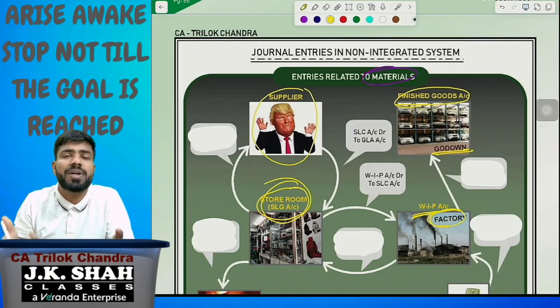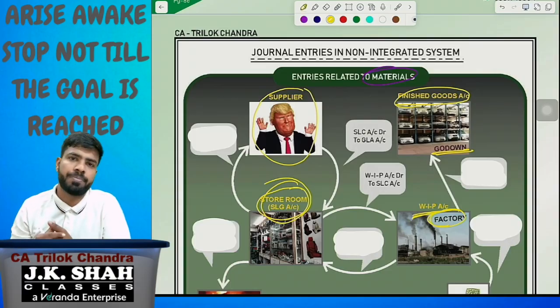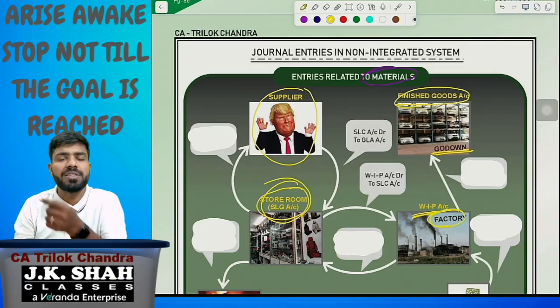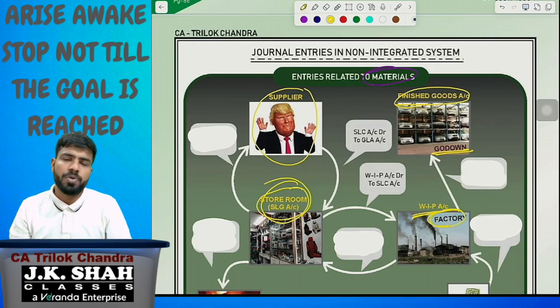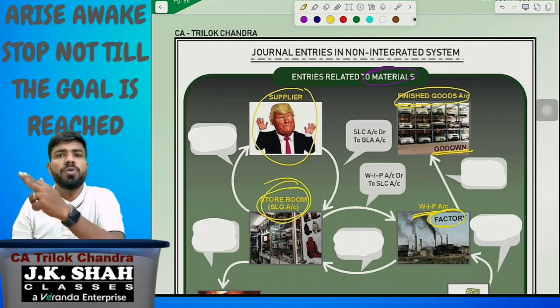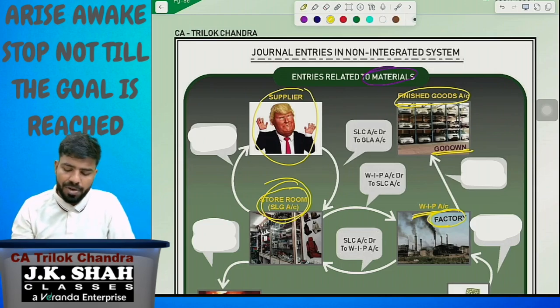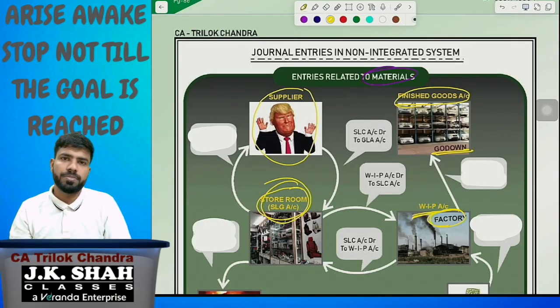Third, return of raw material from factory to the stores. Why are they going to return? If the raw material is not according to the specification, or if the raw material gets damaged, they'll return it from factory to the storeroom. What is the entry? SLC account debit to work in progress account.